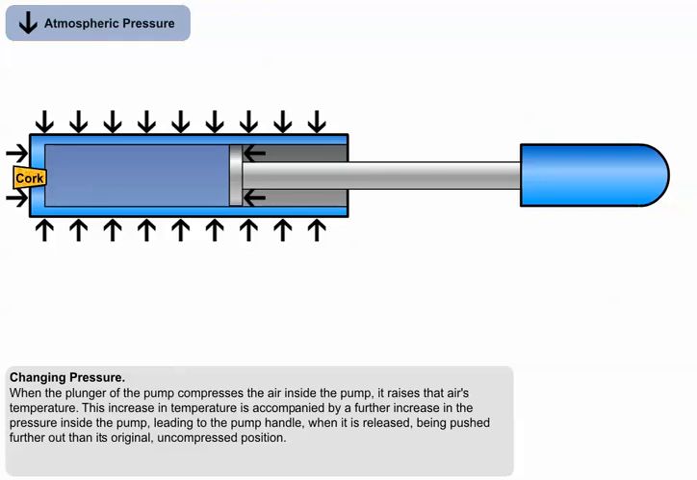The observations that we have made in this consideration of the action of a simple bicycle pump show us that there is a close relationship between the pressure, volume, and temperature of a gas. We will now go on to look at the physical laws which explain this relationship. These are often referred to as the gas laws.